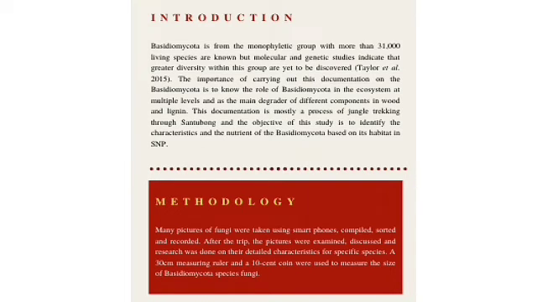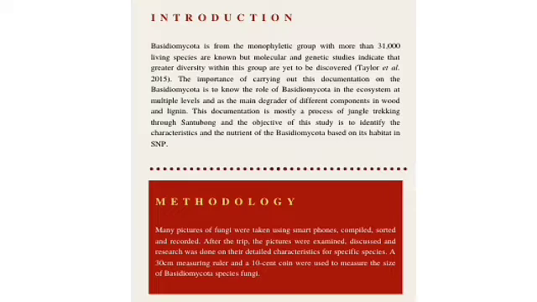Next, the introduction. So Basidiomycota is from the monophyletic group with more than 31,000 living species known, but molecular and genetic studies indicate that there are more varieties that are yet to be studied. So in our opinion, the importance of carrying out this documentation is to understand the role of Basidiomycota in the ecosystem, as Basidiomycota are known to be the main degrader of different components, as they are known to be saprophytic.